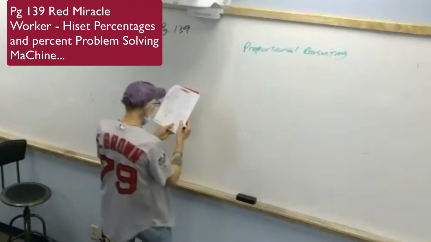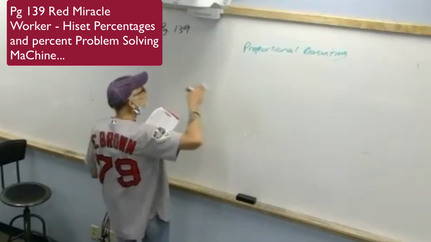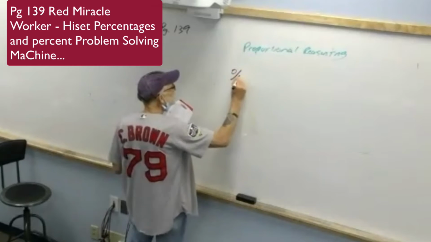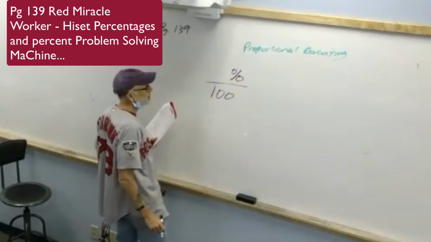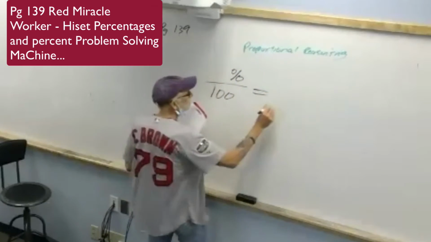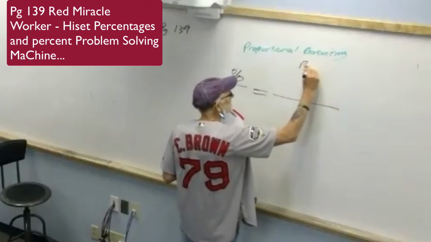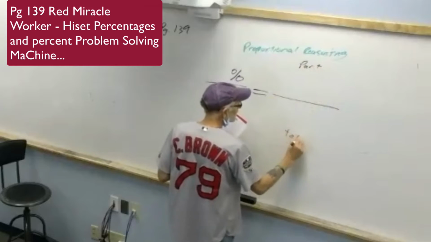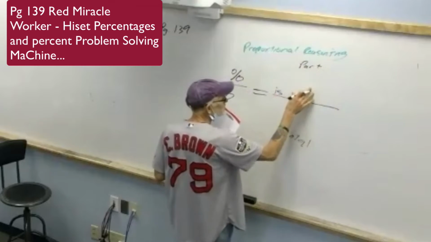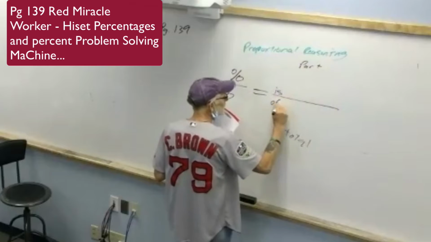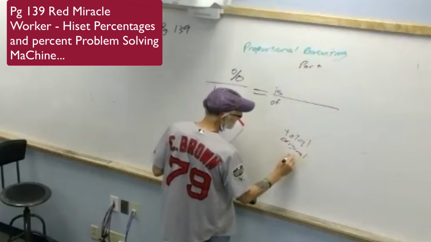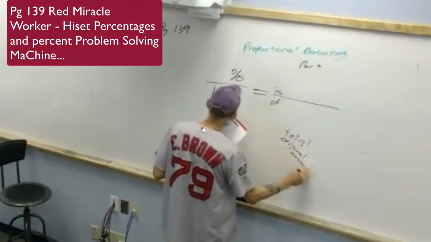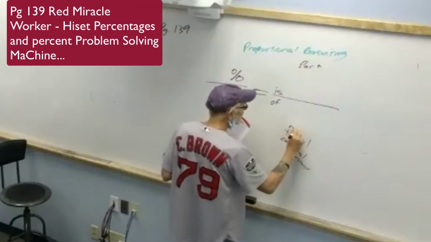Okay, so the first thing if you get to a percentage problem, and you're going to get to one on the HiSET test, I would write this, and I call this a percent problem solving machine. Percent over 100 equals, this is the part, and this is the total. Sometimes the word is will be associated with the part. Sometimes the word of will be associated with the total. Sometimes the total might be called the original amount. It's always the total that goes with 100. It's the whole.